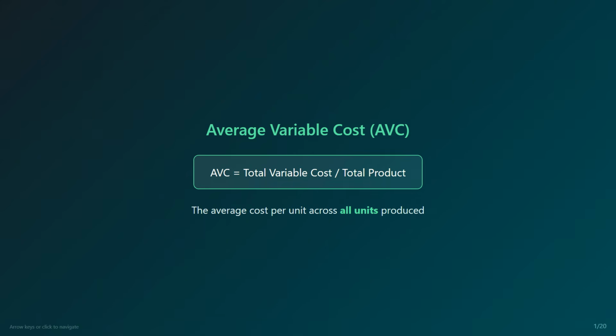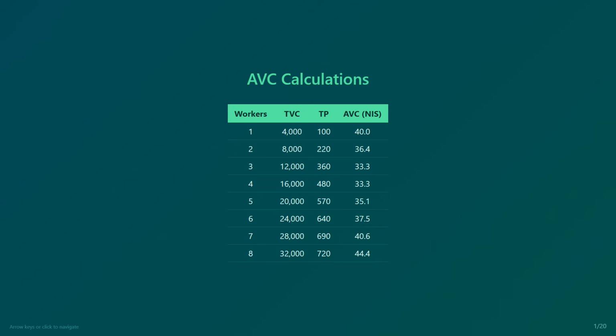Now for the concept that really matters to us, average variable cost per unit, denoted AVC. The calculation is total variable cost divided by total output. Worker 1, AVC equals 4000/100, which is 40. Worker 2, AVC equals 8000/220, which is 36.4. Worker 3, AVC equals 12,000/360, which is 33.3. Worker 4, AVC equals 16,000/480, which is 33.3.